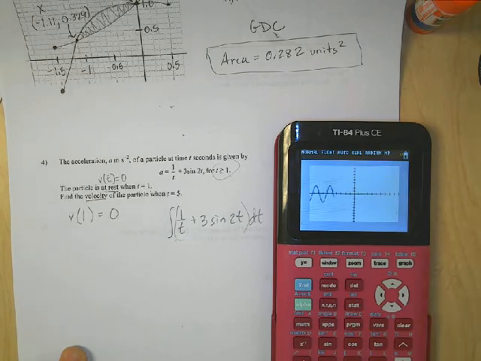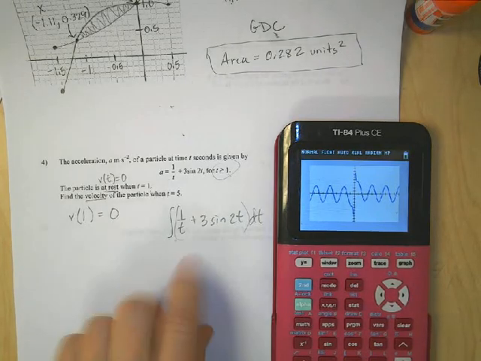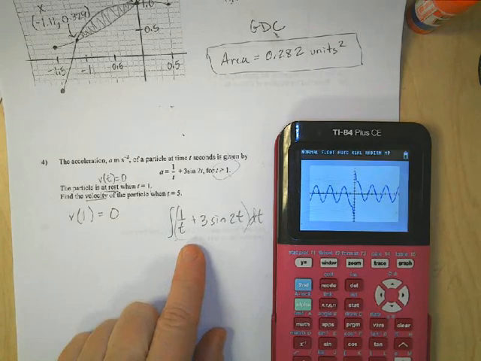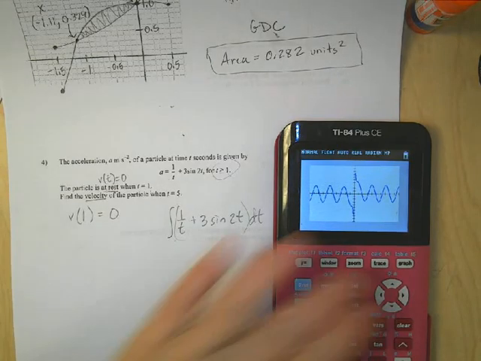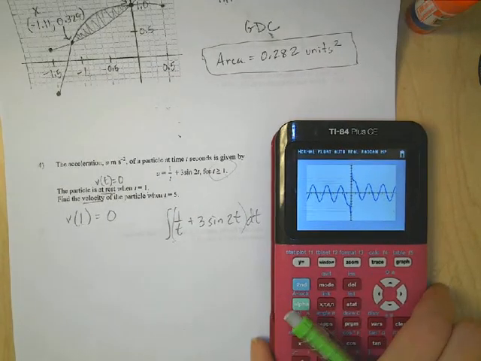It says this equation is only good for t greater than or equal to 1. So I'm only interested in this portion over here. Find the velocity of the particle when t is equal to 5. So, you know what? I've just changed my mind. I'd have to integrate this. No, never mind. I was going to try and do something on here, but now I've changed my mind. Okay, so we're going to integrate this.